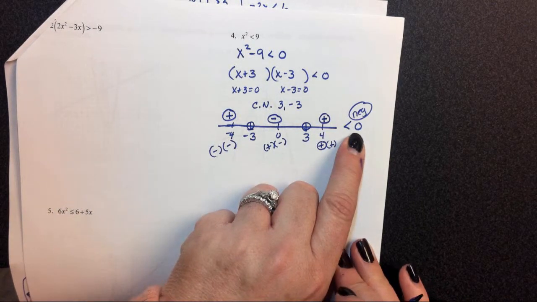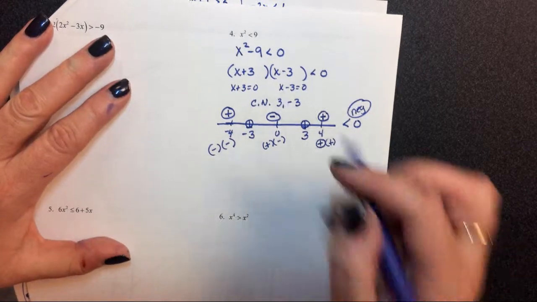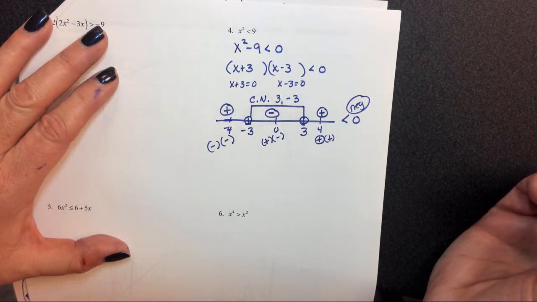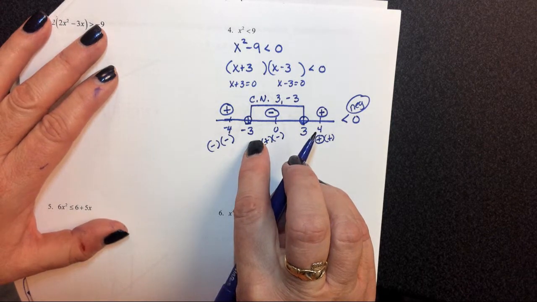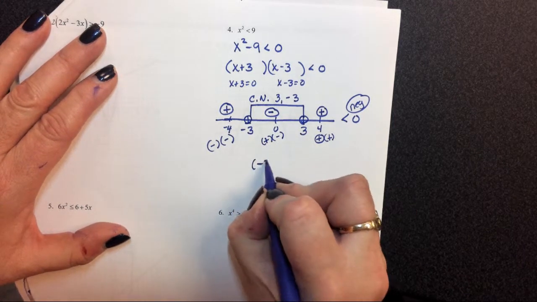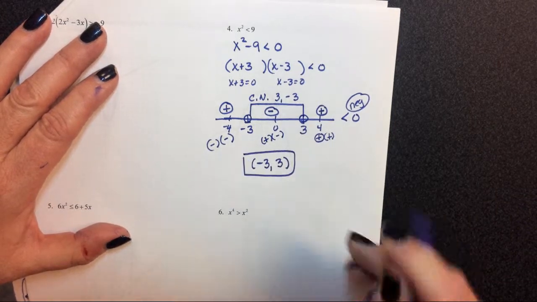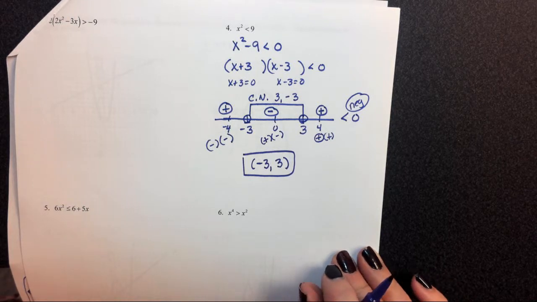Now again, refresh my memory. What kind of numbers am I looking for, positive or negative? Negative. So the only interval that's negative is between -3 and 3. Am I going to start with a parenthesis or a bracket? Parenthesis. So (-3, 3). So any questions on number 4?